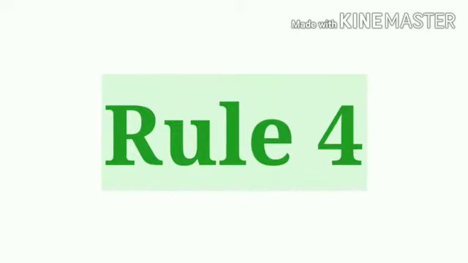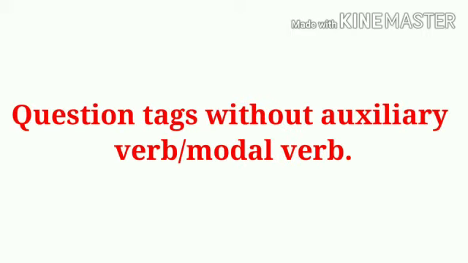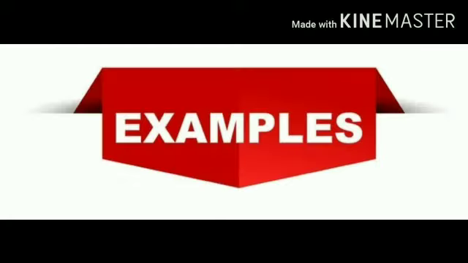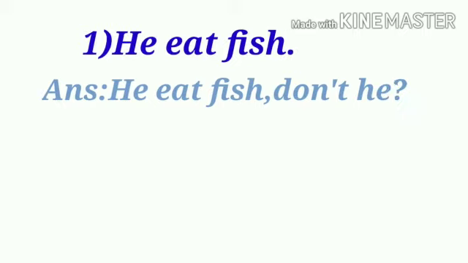Rule number 4. Question tag without auxiliary verb or modal verb. If the sentence has no auxiliary verb and it is in the simple present tense, then we use do or does. For example, he eat fish. Eat is your present tense, right? So he eat fish, don't he?